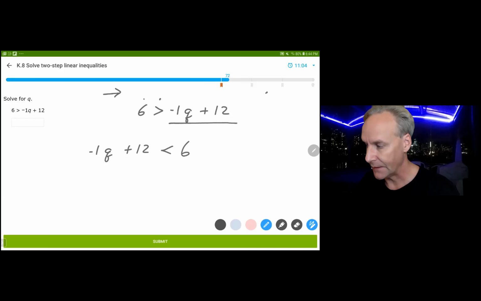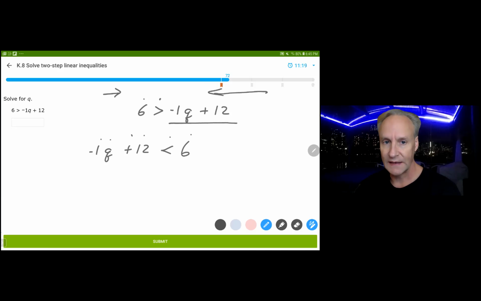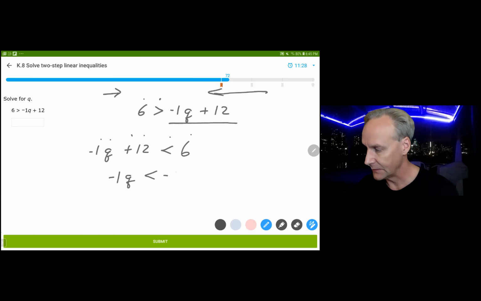If I read it the other way, I get negative 1q plus 12 is less than 6. This one says negative 1q plus 12 is less than 6. It's the same thing. Just have to be careful. One way to think of it is that it still has to point at the same side. I'm going to subtract 12 from both sides. I'm going to get negative 1q is less than negative 6.